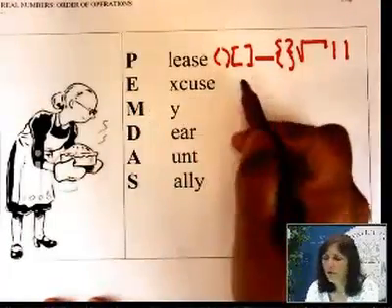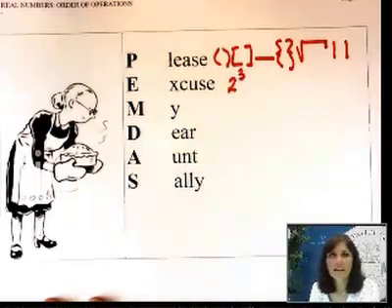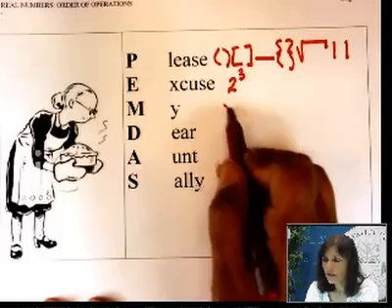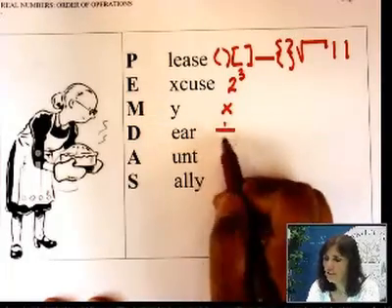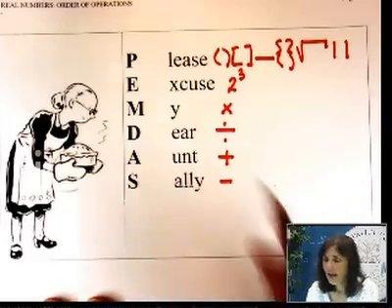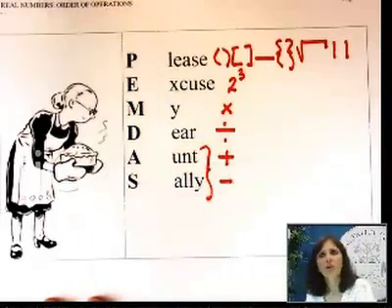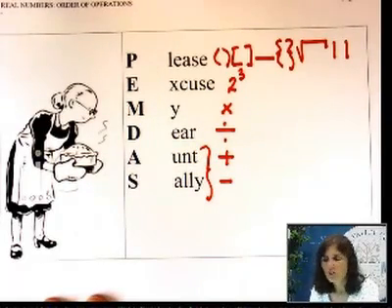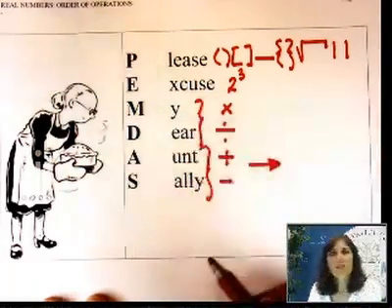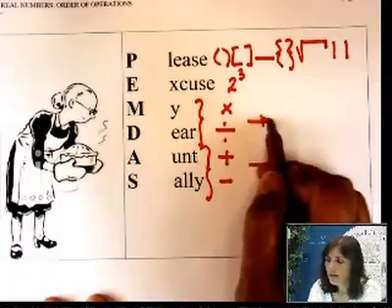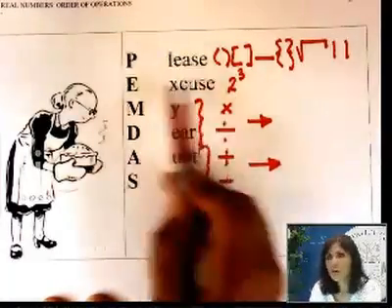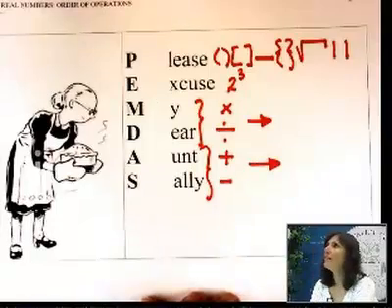E stands for exponents, things that look like this, 2 to the power of 3. M stands for multiplication. D stands for division. A stands for addition. S stands for subtraction. Now, addition and subtraction are not going to take precedence over each other, but you do them from left to right. Multiplication, division, you will also do them left to right. But when you see any of these guys before these guys, you do them first. So let's go see how this works out.